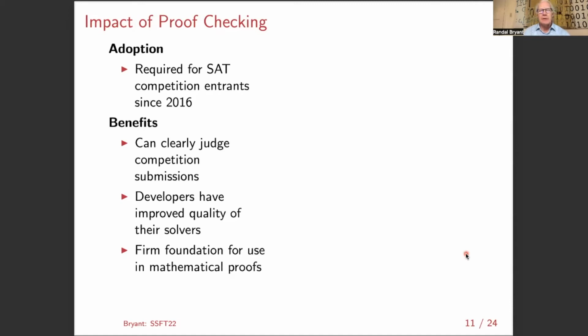It made it so that they could clearly judge the outcomes, but it's also had a big impact on the developers themselves. If they're developing some new algorithm for their SAT solver, and they happen to have a bug in it, pretty quickly it will start failing to produce the unsatisfiability proofs that it should be producing. And that will be enough for them to help track down the source of the bug. Also, again, if we're claiming we're doing something mathematically rigorous, we want that firm foundation of a proof.